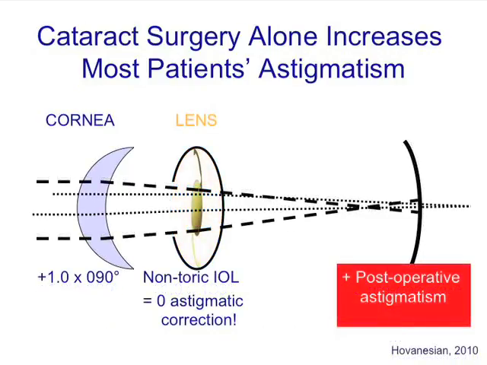What happens when cataract surgery is performed using a non-toric implant? Let's assume in this example that the clear corneal incision doesn't induce any astigmatism of its own. In this case, the lens, of course, is now spherical, and the only remaining determinant of astigmatism is the cornea. The patient ends up with a diopter of postoperative astigmatism, even though there was none before surgery.